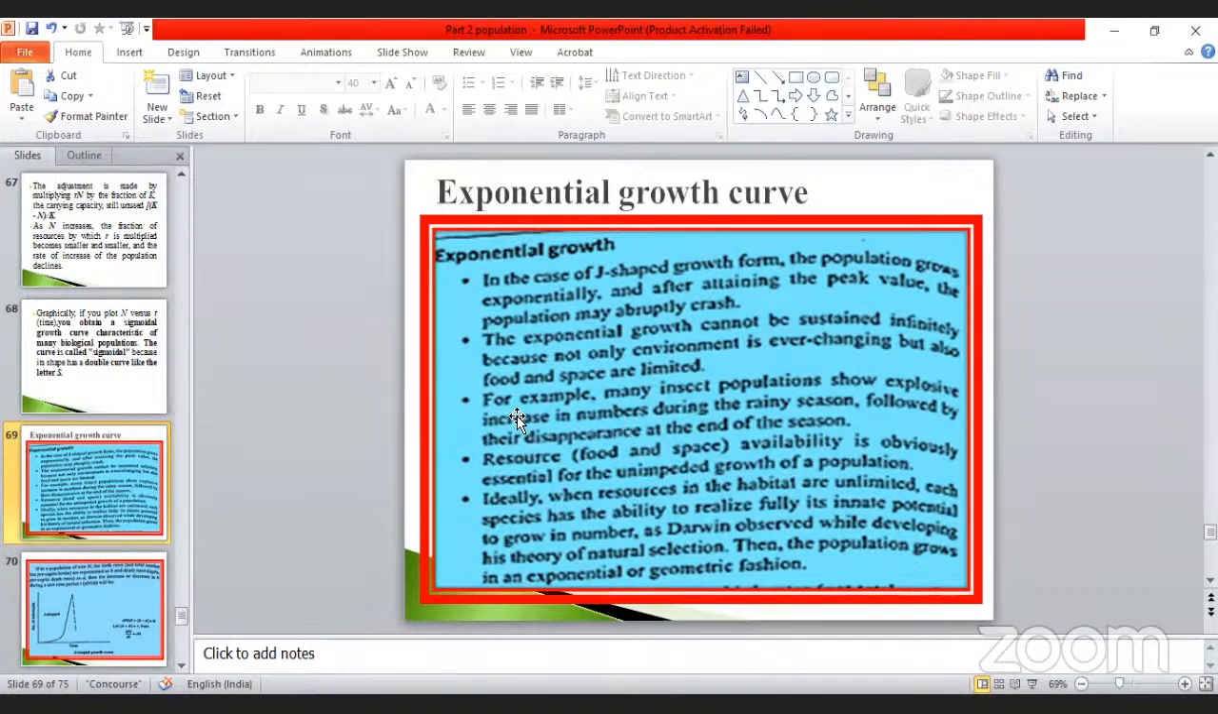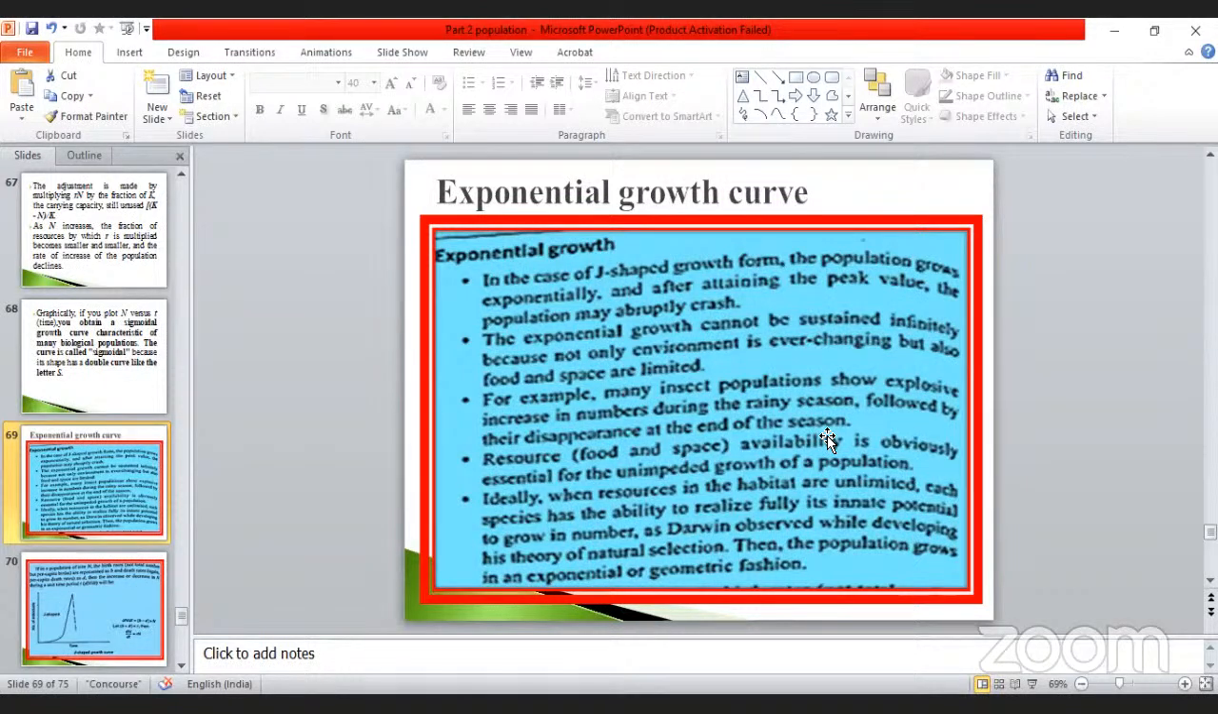That has been given here. For example, many insect populations show explosive increases in number during the raining season. Already you know well about so many termites, and the flying termites also. We can see them during the raining season, followed by the disappearance at the end of the season. During the raining season, you can see so many animals, so many small insects, during the light. There are so many insects, small insects, winged insects.